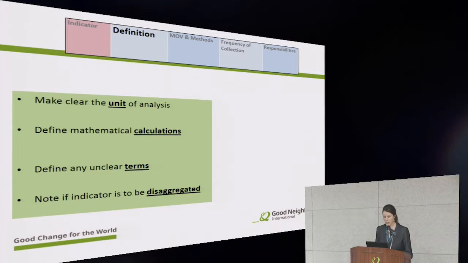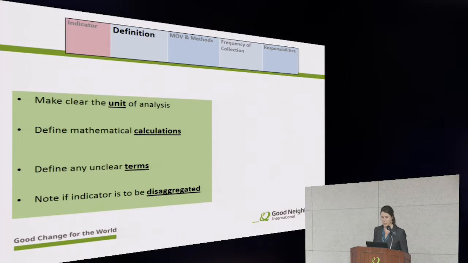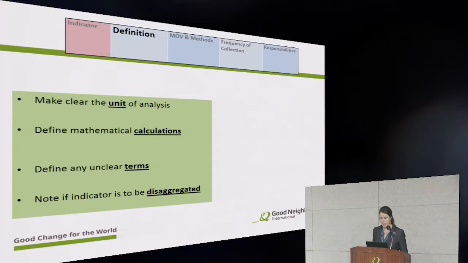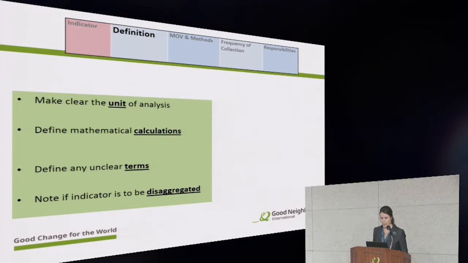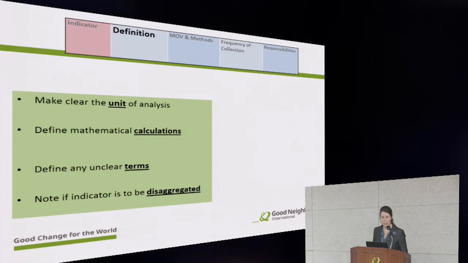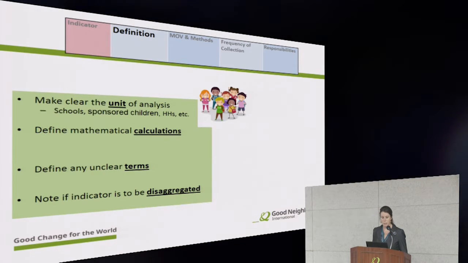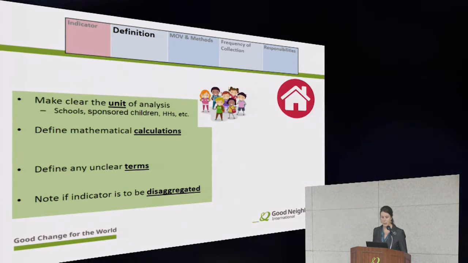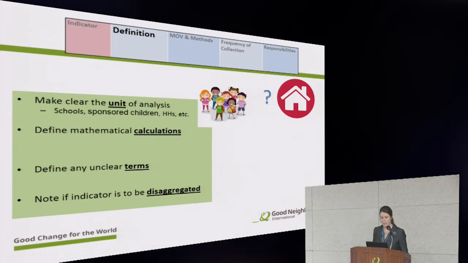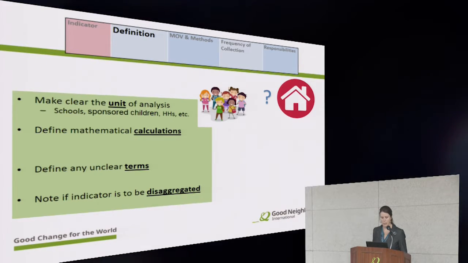So in our M&E plan, we need to define our indicators. The definition describes exactly how the indicator is calculated. First we need to make clear the unit of analysis. Are we talking about sponsored children? Are we referring to households? Schools? What exactly are we talking about? That's our unit of analysis.